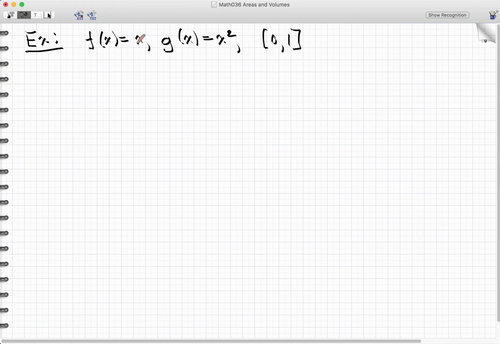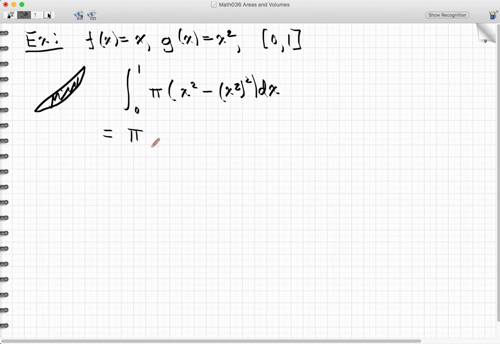As suggested by our introduction, we're going to consider the volume of revolution obtained by spinning the region bounded by x and x squared over the interval 0, 1 around the x-axis. And so we just plug it into our formula after perhaps drawing it. So it's the integral from 0 to 1 of pi times f of x squared, which will be x squared, minus g of x squared, which is x squared squared, dx. We can extract out pi from the integral, 0 to 1 of x squared minus x to the 4th power.